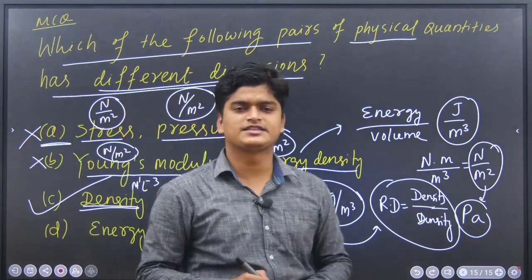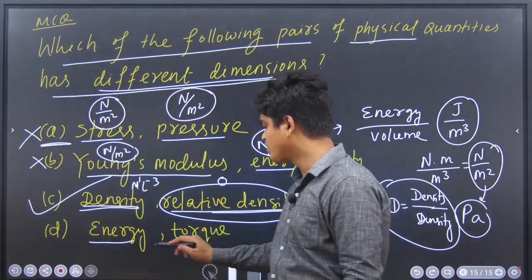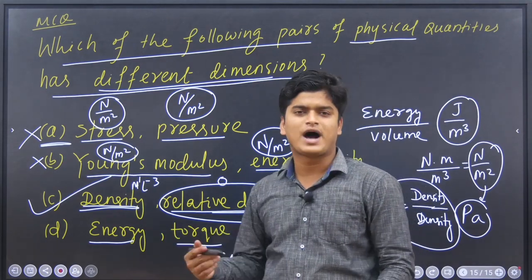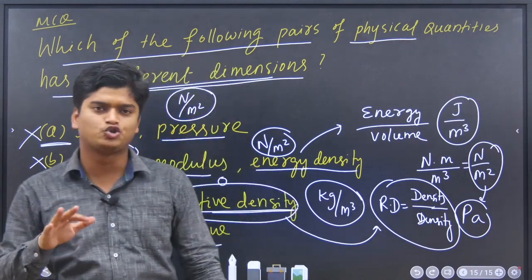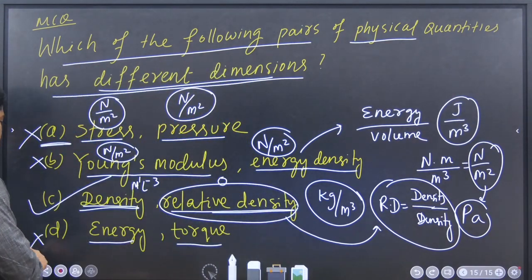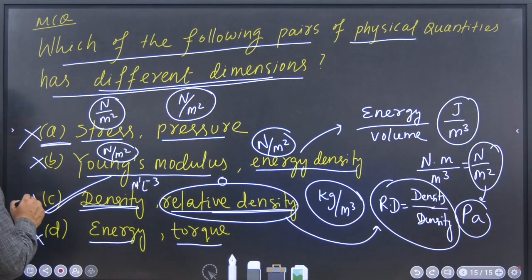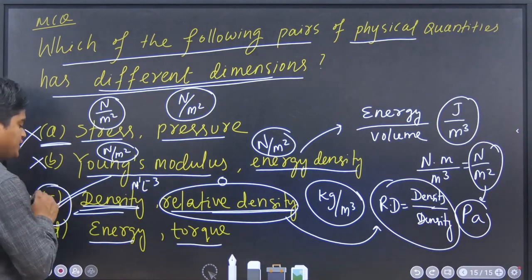So you can write density and relative density. And energy and torque: energy and work have the same unit, and torque also has the same unit, Newton into meter or joule. So this cannot be the answer, so the answer will be option C. So here the answer is option C.